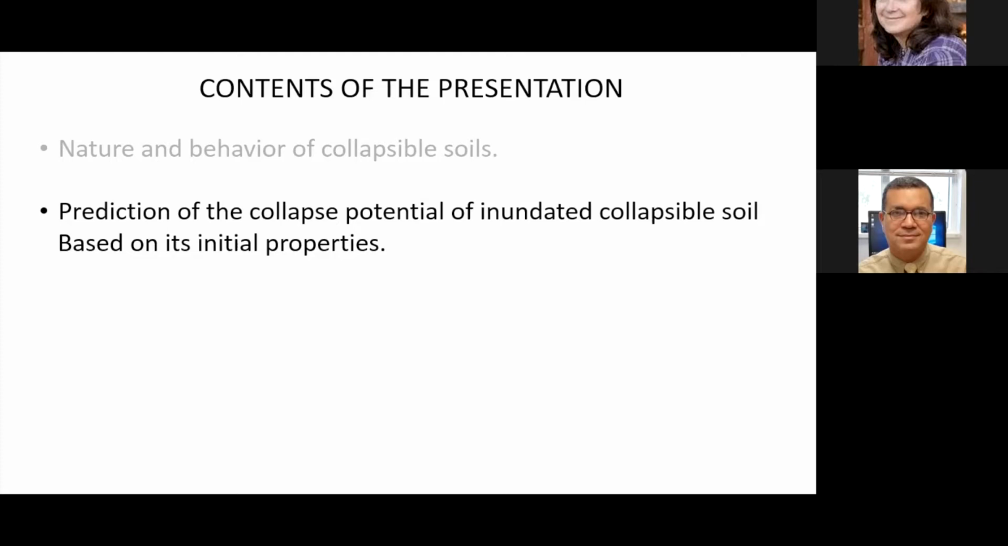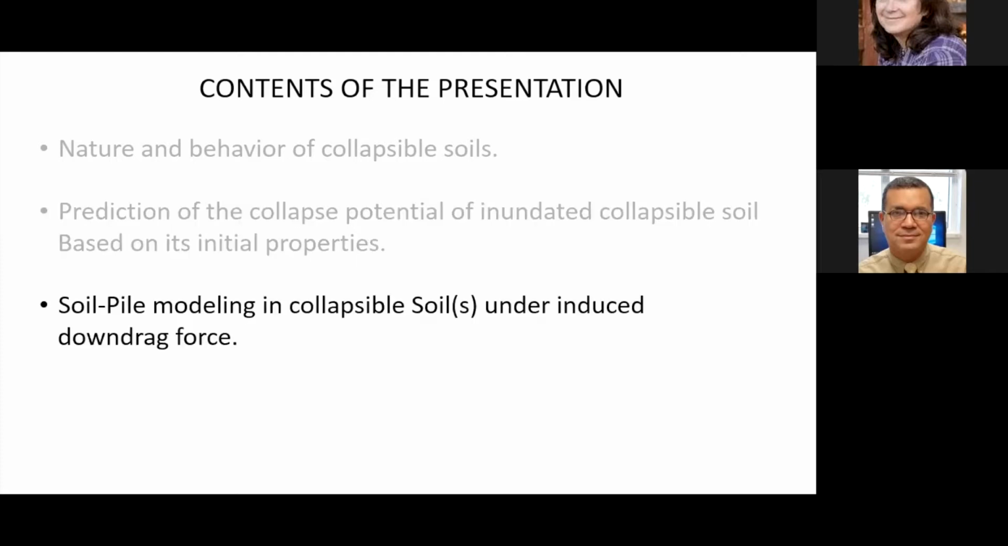What's happening here, we would like to model the behavior of the collapsible soil when it is inundated. When it is inundated, it means that the soil becomes saturated and it's going to create problems for us. We will see in the presentation what kind of problems it's going to create for our foundations. And what do you need to know about this soil in order to deal with it, and in order to predict its properties once it's inundated.